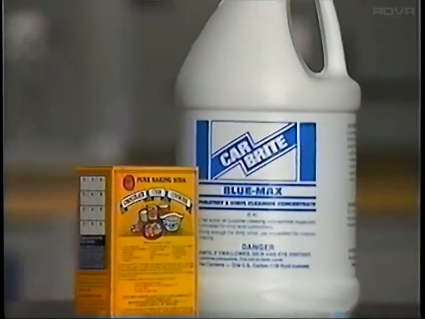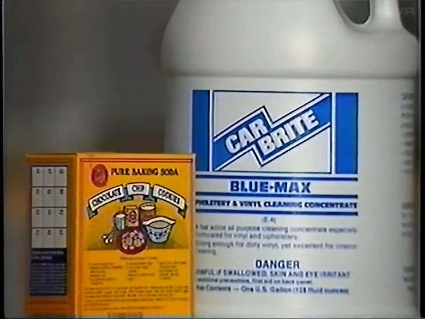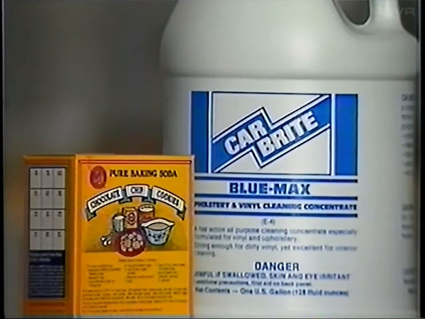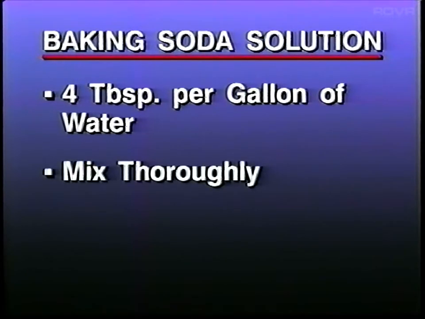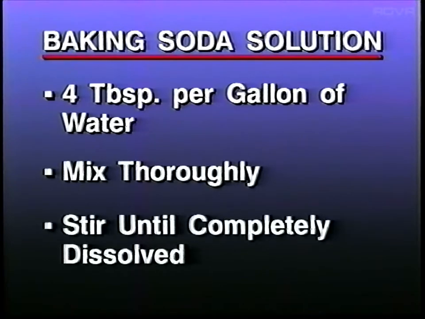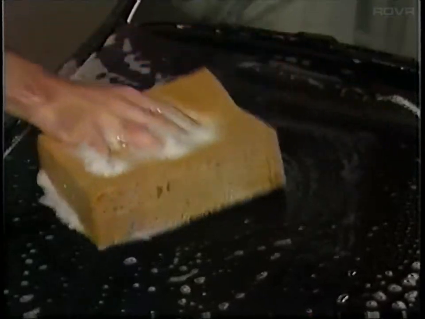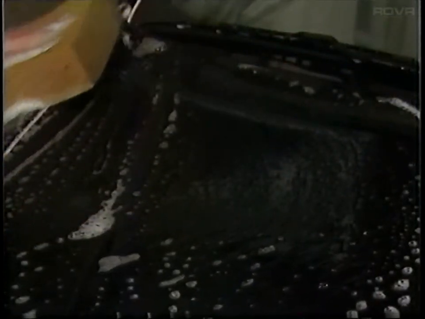To do this, you can use baking soda and water or another commercial product such as Blue Max by Carbrite or its equivalent. If you use baking soda, use 4 tablespoons for each gallon of water. Mix the solution thoroughly until all the baking soda is dissolved. Apply the solution to all the affected areas. Let it set for at least a couple of minutes. Then rinse it off with clear water.